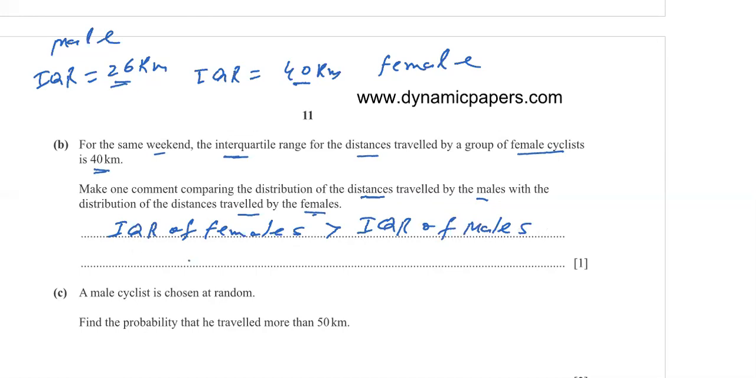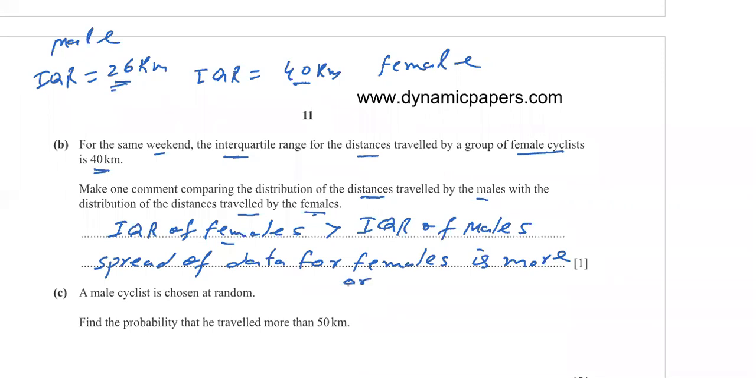It means the spread of data for the females is more as compared to the spread of data for the males. Because when we take the interquartile range, the spread of data for female is more, because the interquartile range lets us know about the spread of data. Or you can also say the female data has more variety. Okay, the female data is more varied.